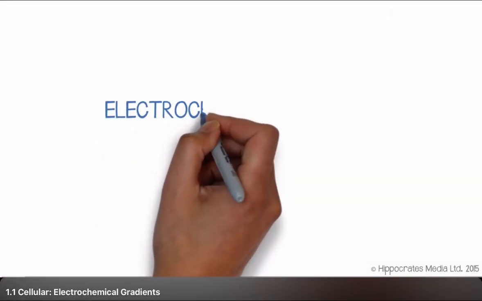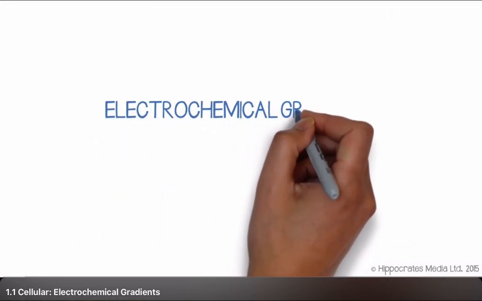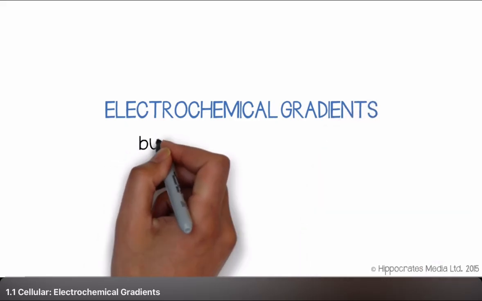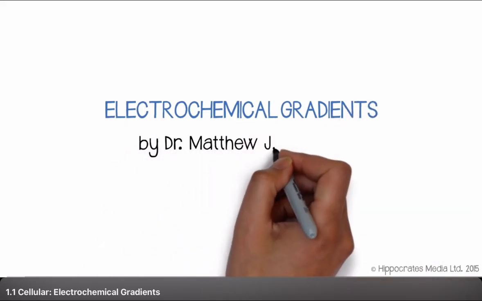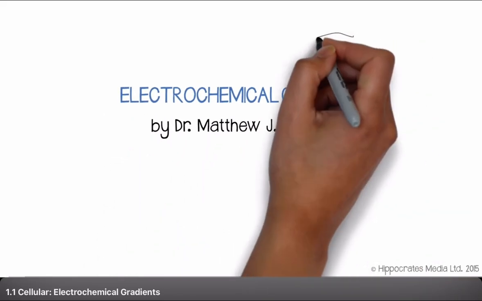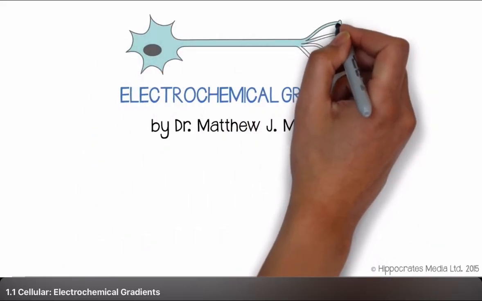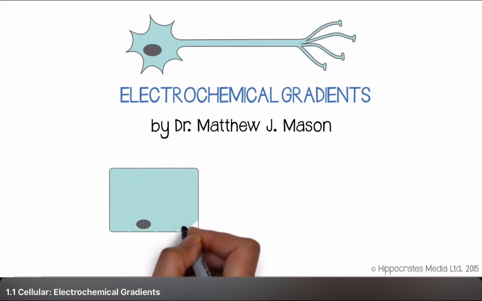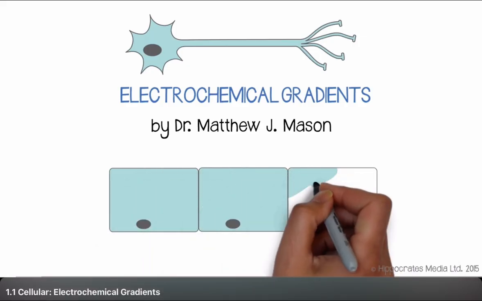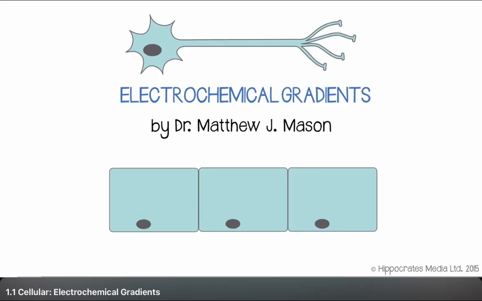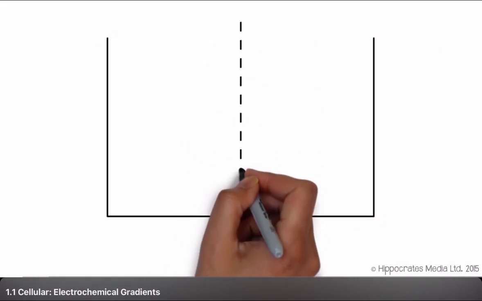I'm going to talk now about electrochemical gradients, which are a very important concept when it comes to the physiology of all cells. People often associate electrochemical gradients just with nerve cells, but I'm going to explain that in fact electrochemical gradients are important for the functioning of any cell in the body, nerve cells representing a special case which can use the energy in these gradients to power action potentials. We'll come to that a little bit later.